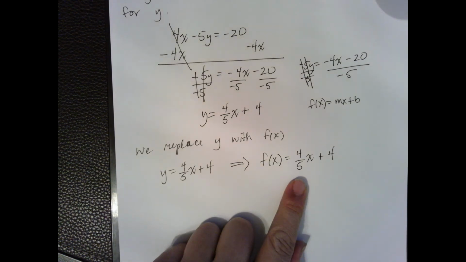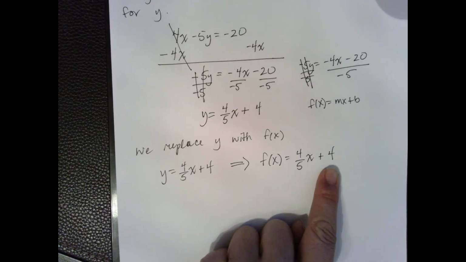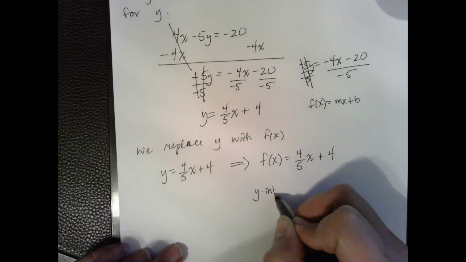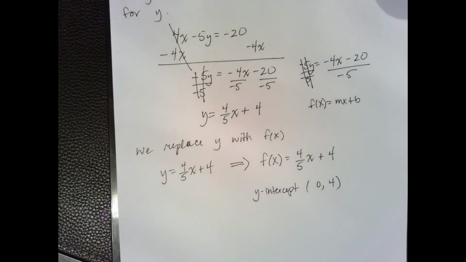From here, I already have one of my intercepts. Okay. 4 is my y-intercept. So my y-intercept is the point 0, 4.